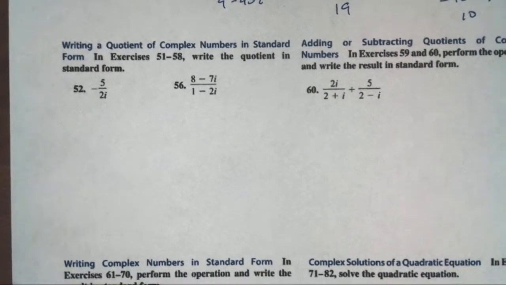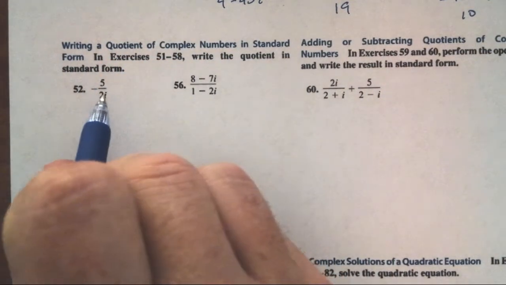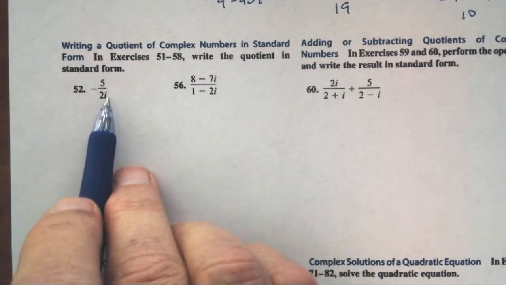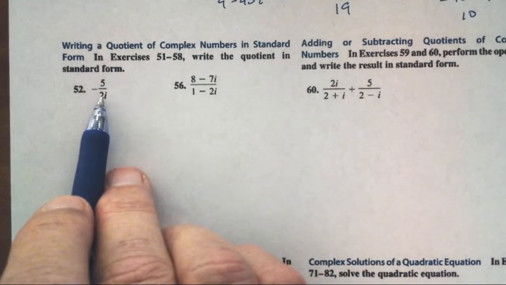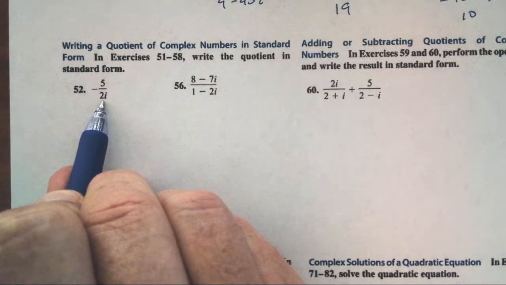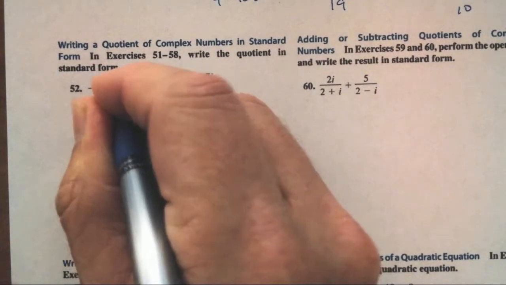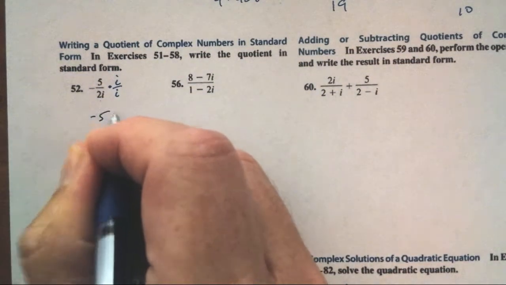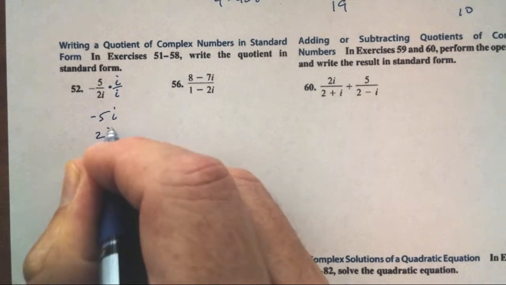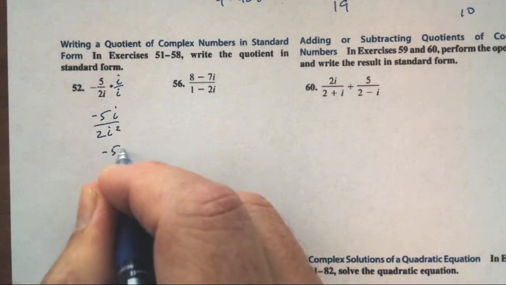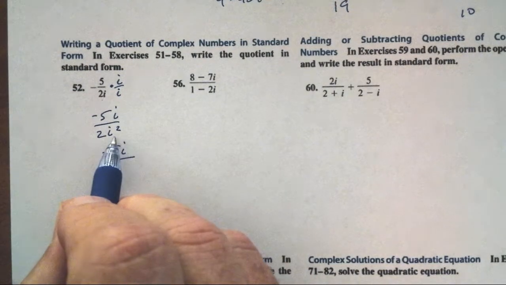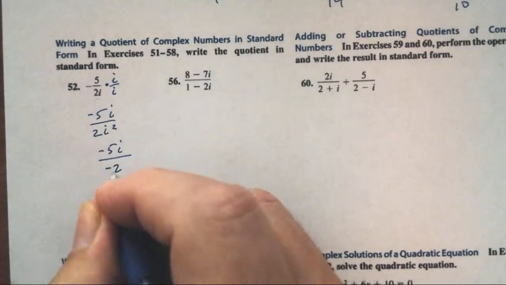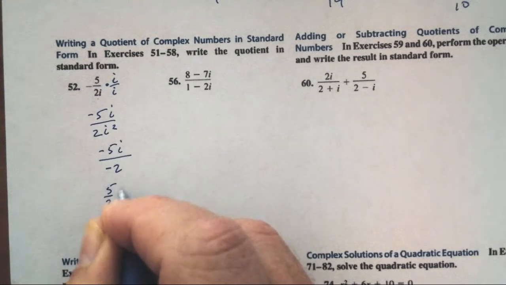Well, just like radicals, it's not considered proper form to leave i's in denominators. So in this case, if I multiply by the conjugate here in the denominator, which would be negative 2i, it would cancel that. But because this isn't a binomial, I could just multiply by i on i. And that gives me negative 5i on 2i squared, which is negative 5i on 2 times negative 1, negative 2, for a final answer of 5/2 i.